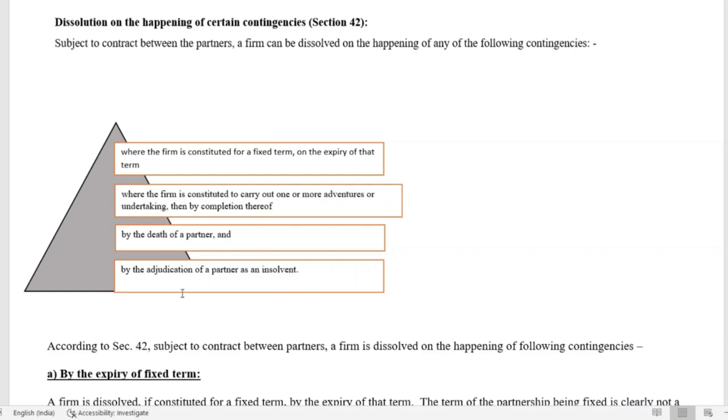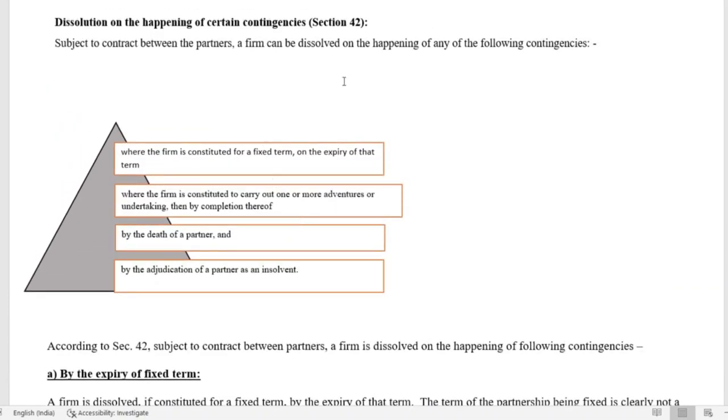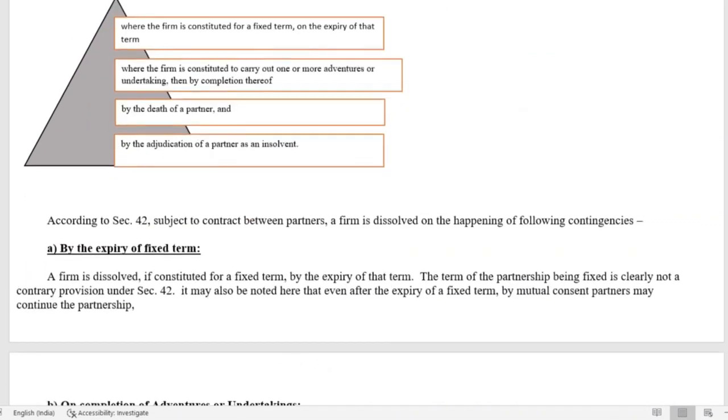Here the first aspect is the expiry of the fixed term. That means a firm is dissolved if constituted for a fixed term, on the expiry of the term. A partnership firm comes into existence for a certain term, certain tenure, certain time. After the completion of the term, the partnership is completed or exhausted, and then automatically, on the contingency of that event, the partnership firm will become dissolved.